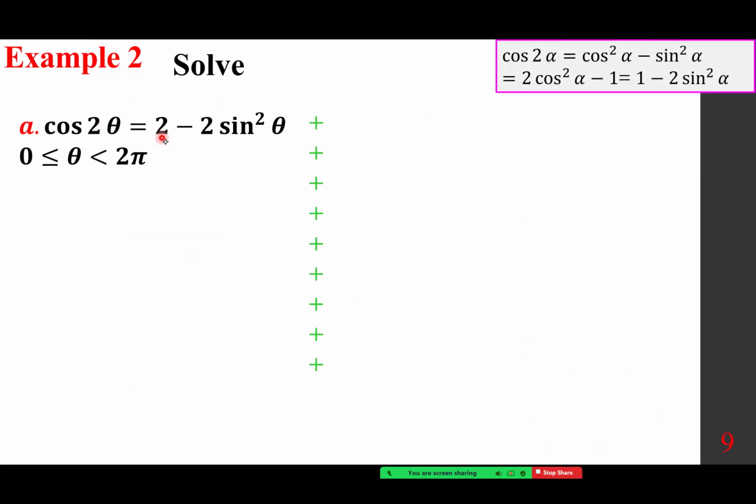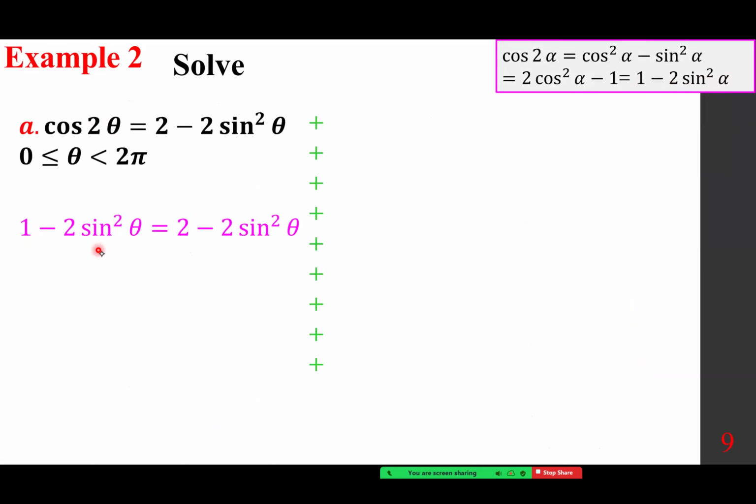Cosine 2 theta is 2 minus 2 sine squared theta. And we want to solve this. This is an equation, class. This is not an identity, okay? Conditional, if you will. You want to solve that. And because the right side involves sine squared, and cosine of 2 theta has 3 different forms, we are going to go with the one that has sine squared only. So we are going to go with the third method, 1 minus 2 sine squared.